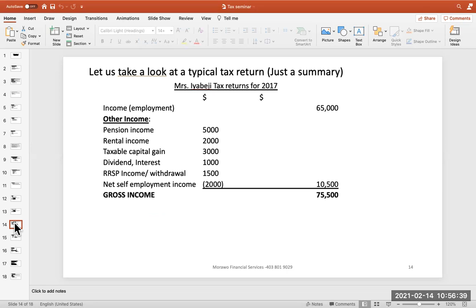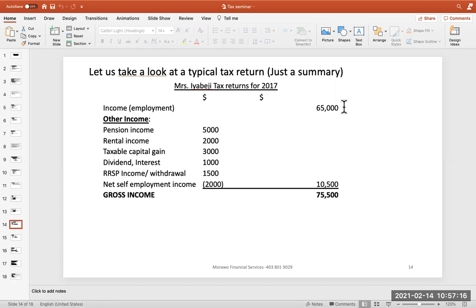So we are taking an example of Mrs. Yabeji's tax return for 2017. So we have the income, which is employment income, salary. Taking an example of $65,000 as your salary income for the year 2017. So you have other income. You are receiving pension, CPP, like we said, you pay tax on it. You have rental income, or you have taxable capital gain, dividend, interest you receive from your investment.